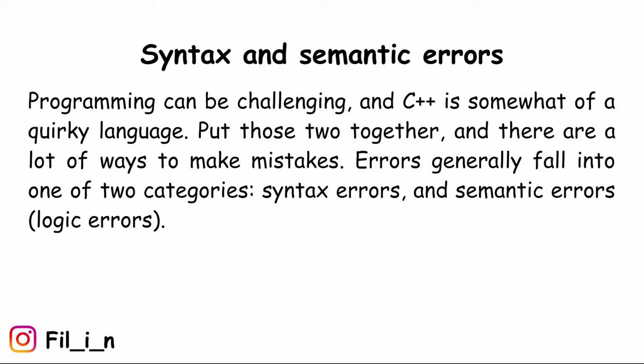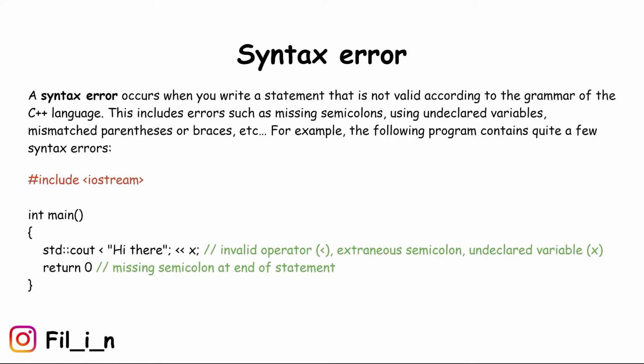Programming can be challenging, and C++ is somewhat of a quirky language. Put those two together, and there are a lot of ways to make mistakes. Errors generally fall into one of two categories: syntax errors, and semantic errors, or logic errors. A syntax error occurs when you write a statement that is not valid according to the grammar of the C++ language. This includes errors such as missing semicolons, using undeclared variables, mismatched parentheses or braces, etc.